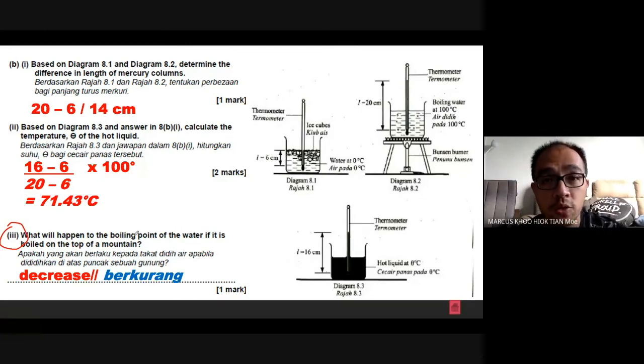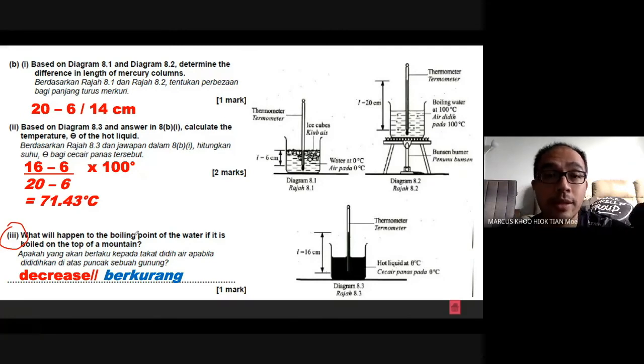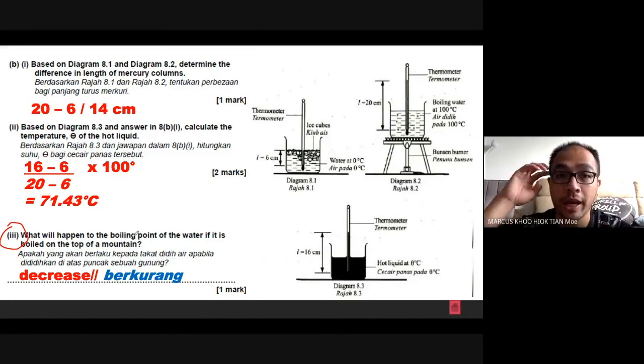which I want you to do a little bit of research. Why is it that when you go to the top of the mountain, the boiling point is lower? It is faster to boil water on top of the mountain, rather than if you're at the bottom of the mountain. So this is one assignment that I want you to do today. We'll talk about this in a little while.